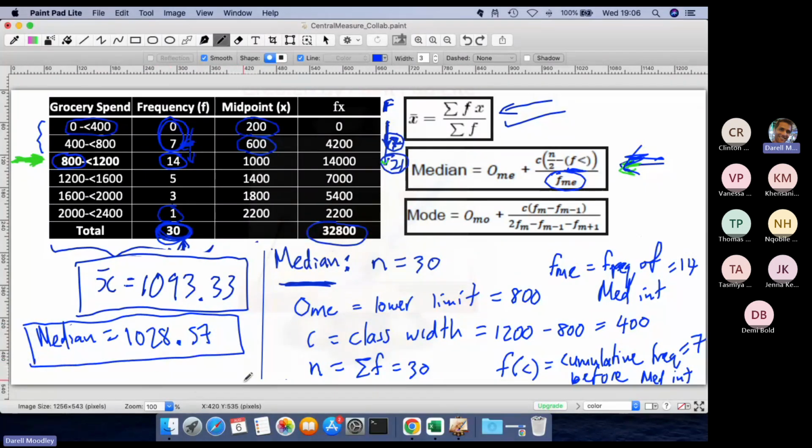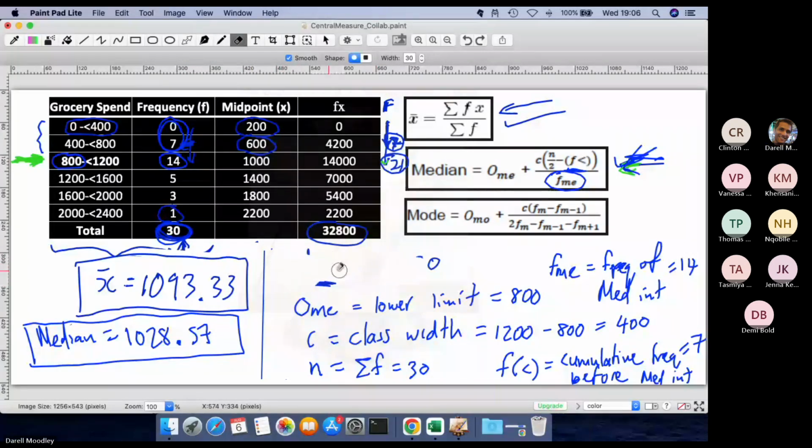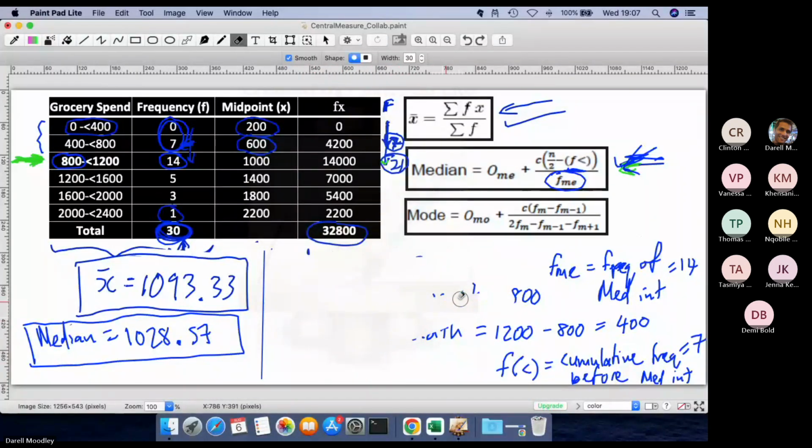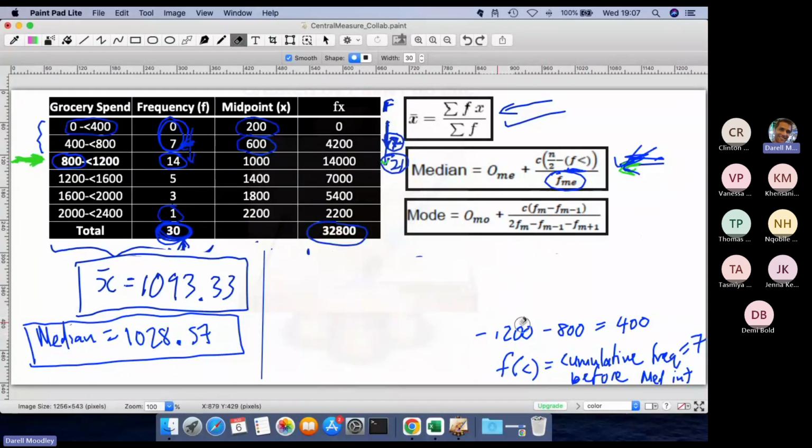Okay, so now we've done the median. All right, so take this one off. Okay, lastly, we are going to do the mode. And the mode also uses a formula. But if you understand how to do the median, the mode is very similar. It's not any more complex than that. So let me show you how to do it with this example. Okay, so just like the median, we need to determine what the modal interval is.